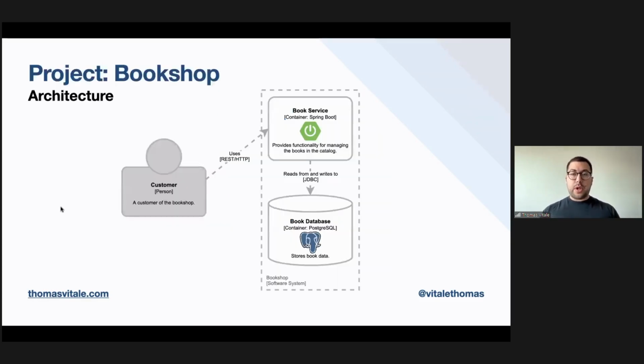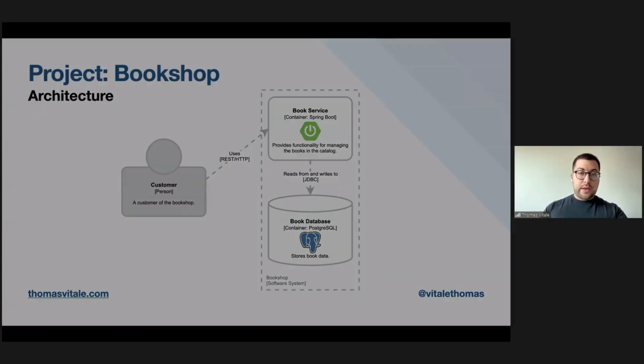We're going to build a small application that can be used to manage books in a catalog. It's called Book Service. It will expose a REST API to users, and it will store data in a PostgreSQL database. So let's get started.